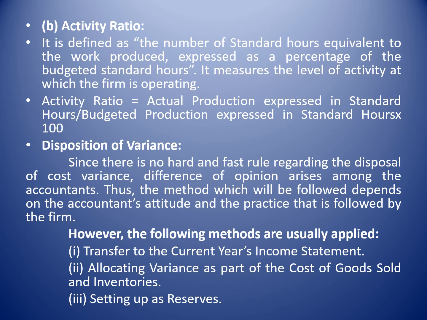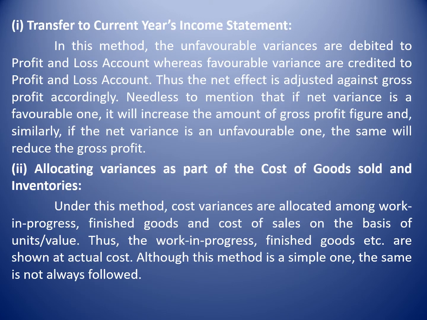Since there is no hard and fast rule regarding the disposal of cost variance, difference of opinion arises among the accountants. Thus, the method which will be followed depends on the accountant's attitude and the practice that is followed by the firm. However, the following methods are usually applied. Let us see. First one is transfer to the current year's income statement, then allocating variances as part of the cost of goods sold and inventories, and setting up as a reserve.